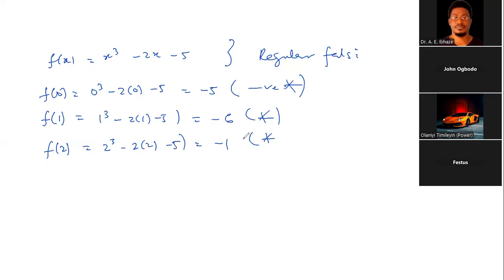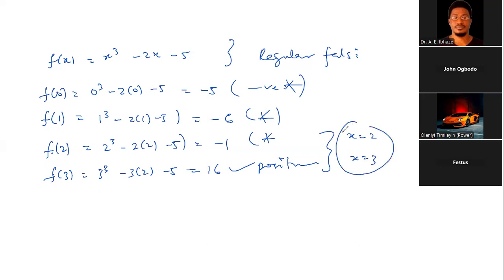It is dropping now, so let us try 3. That will be 3 cubed minus 2 times 3 minus 5. Boom, this is 16. Okay, so we have a positive value. So it means the root lies between 2 and 3, when x is equal to 2 or when x is equal to 3. So this is one good place to start.